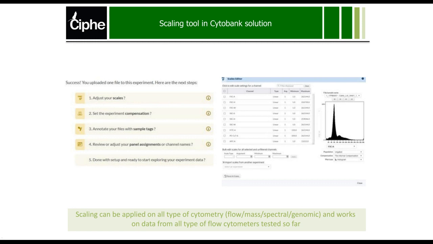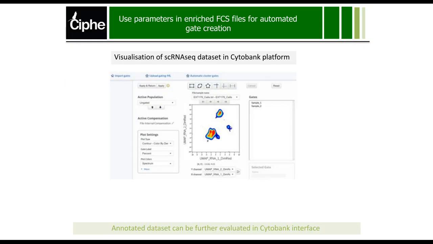What I wanted to highlight here is that the scaling tool within the Cytobank interface is very easy to use and also copes with different data types: flow, mass, spectral, and genomics. You can scale all these data types with the transformations included in the tool. You can also work on data from different flow cytometers. We tested several, because we benchmark flow cytometers as one of our activities, and we checked data types produced by different instruments on the market, and you could always analyze them in Cytobank and scale them properly there.